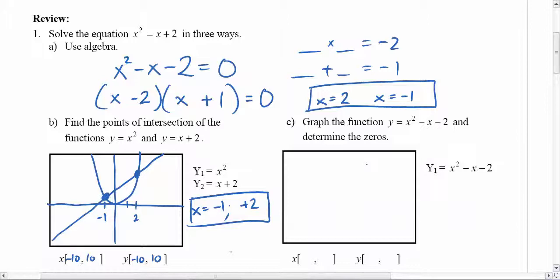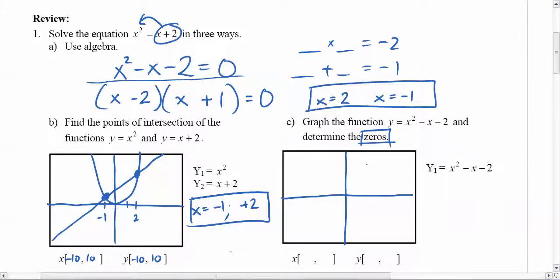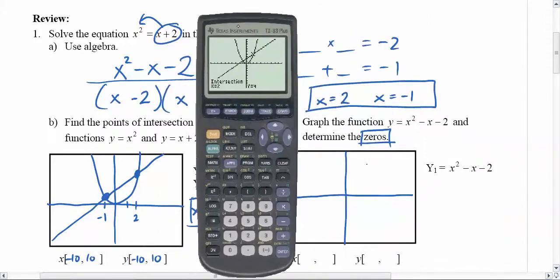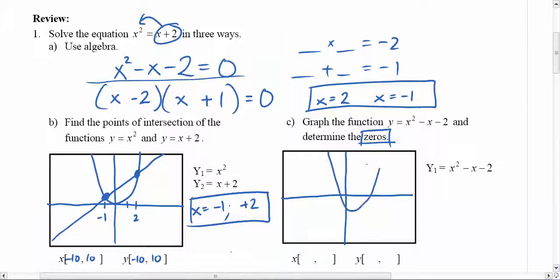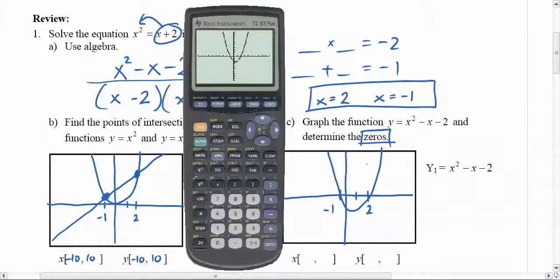Now you can also put everything onto one side and find out when it's equal to 0. Just like we did in this equation, just move all of the terms to the other side and find the zeros. So if instead we graph x squared minus x minus 2, then we see that it crosses at 2 points, negative 1 and positive 2, and you can see that directly on the graph.